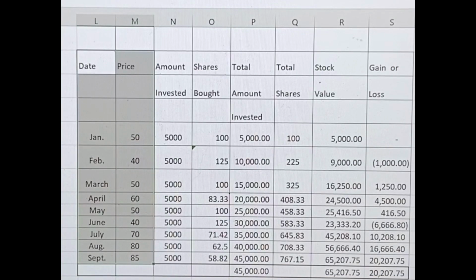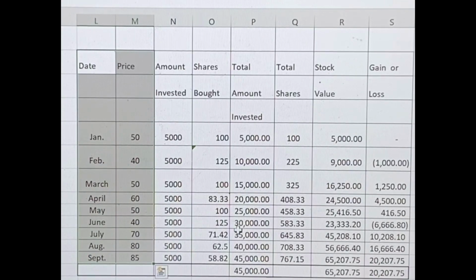So, let me show you an example for a better understanding, okay? Take a look on the table. The first two columns shows the prices of the company from January to September. And notice that prices fluctuates from time to time. Pansinin natin guys na ang presyo kung minsan ay mataas at kung minsan naman ay mababa.